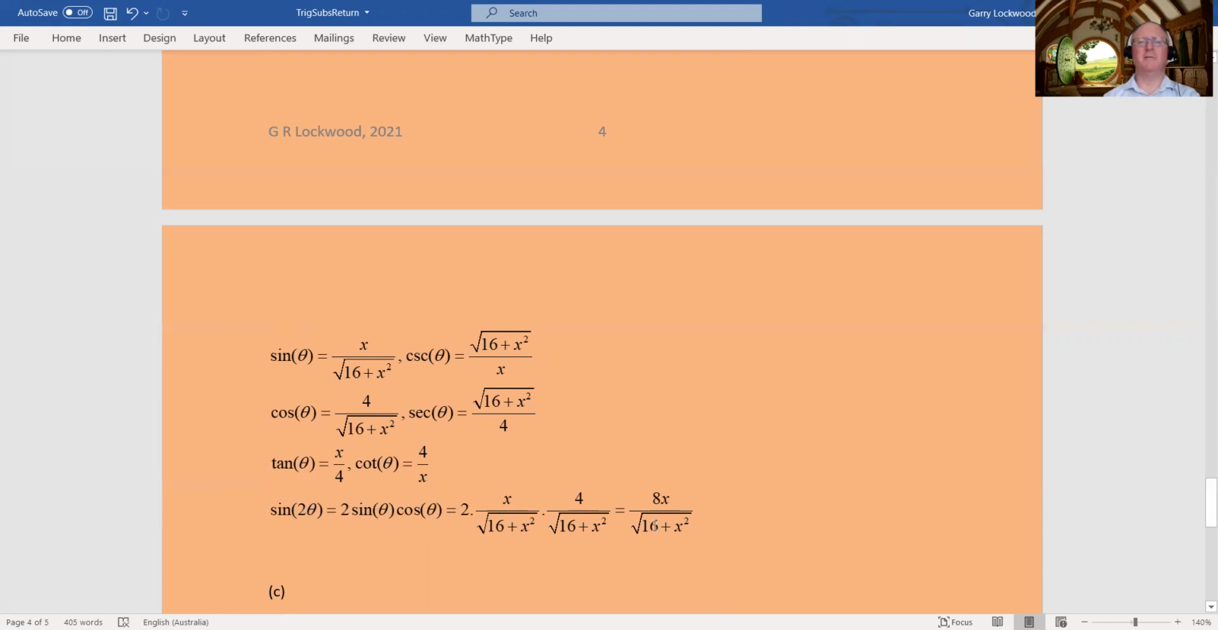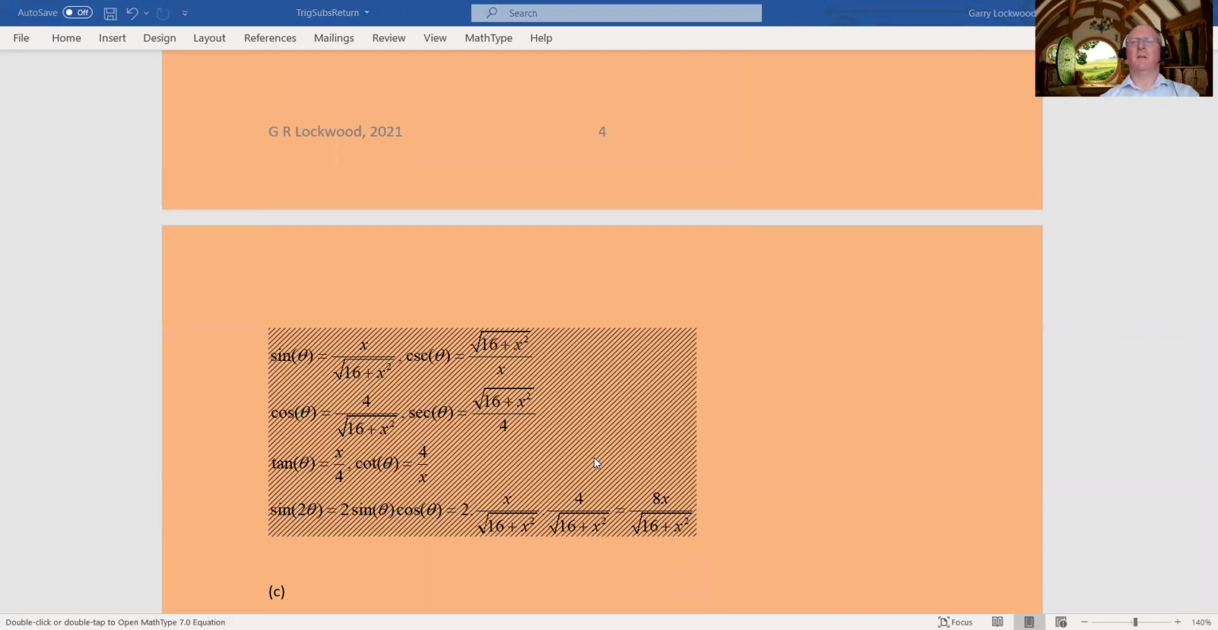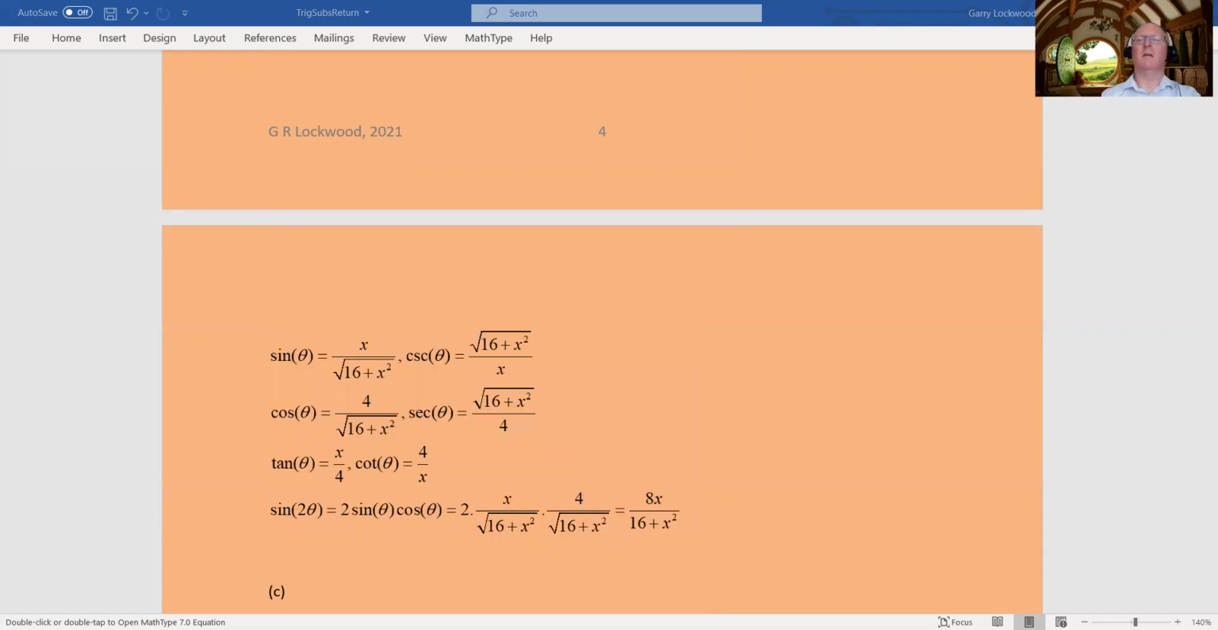Why have I got the square root of 16 plus x squared? That should just be, because if I'm multiplying the square root by the square root, I just get 16 plus x squared.